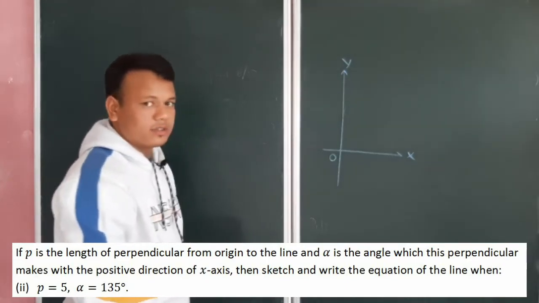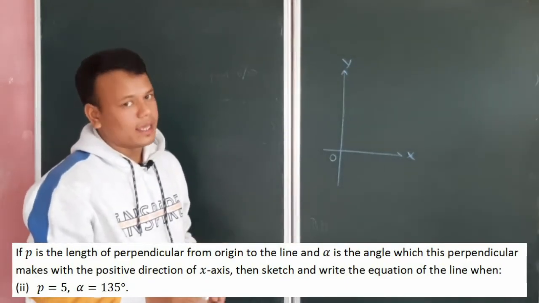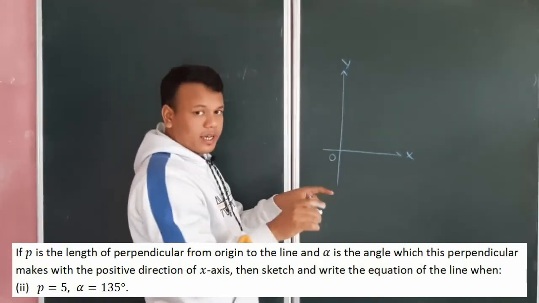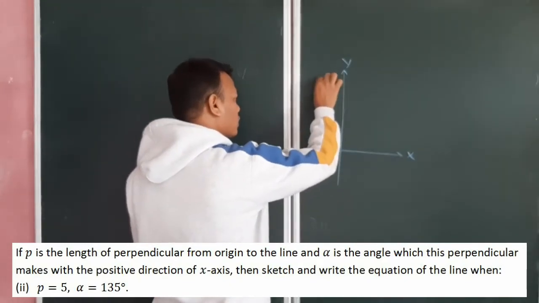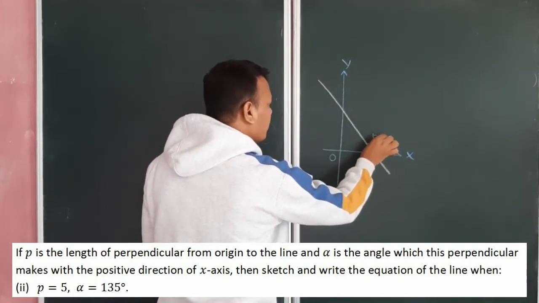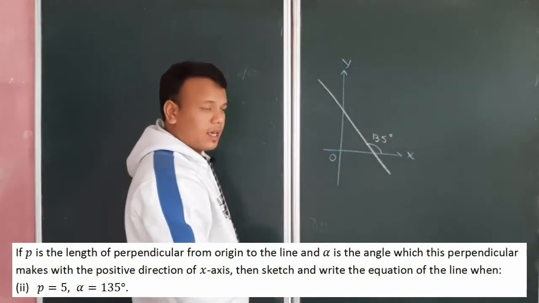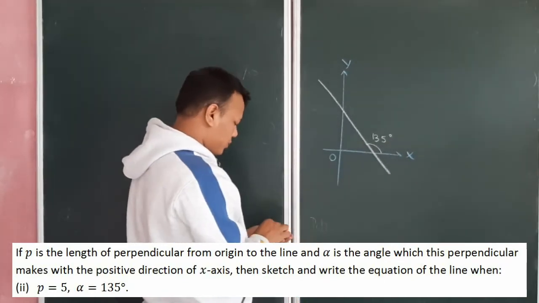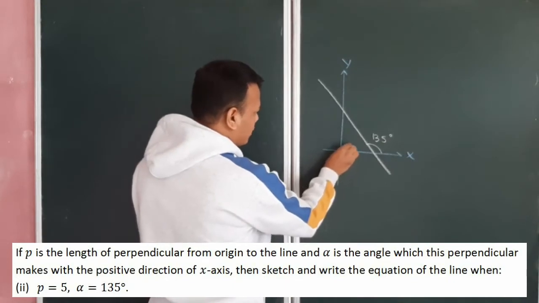Okay, and here's a line which makes a 135 degree angle. So 135 means more than 90, or you can take your protractor, right? Draw a line which is lying at 135 degrees. So this is my 135 degree angle. Okay, and you have to draw a perpendicular from the origin as well. So from the origin I am drawing a perpendicular.